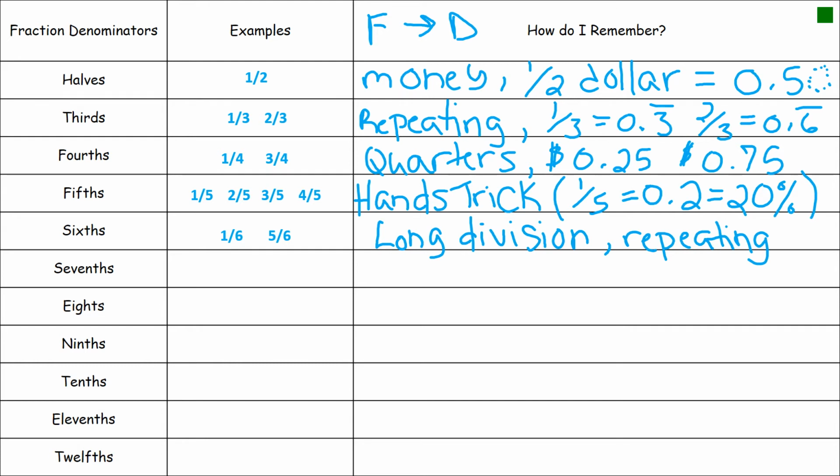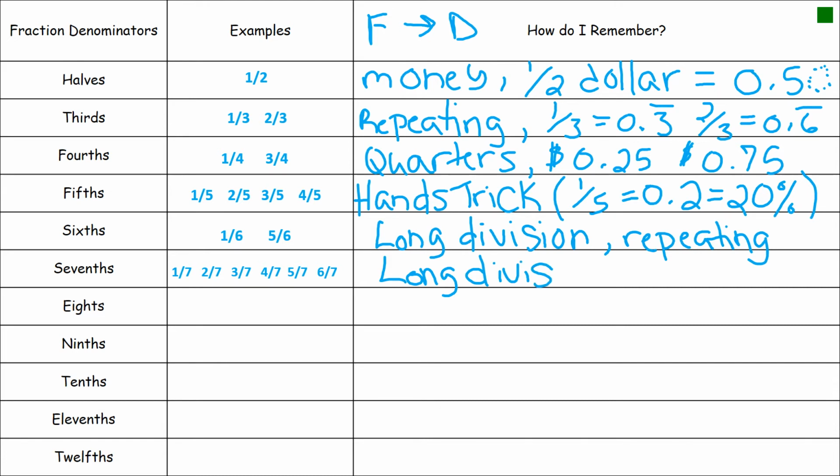Moving on to sevenths, I would have all of the sevenths, right, because none of them can simplify. 1, 2, 3, 4, 5, and 6 sevenths. And these are fun because you can only use long division.